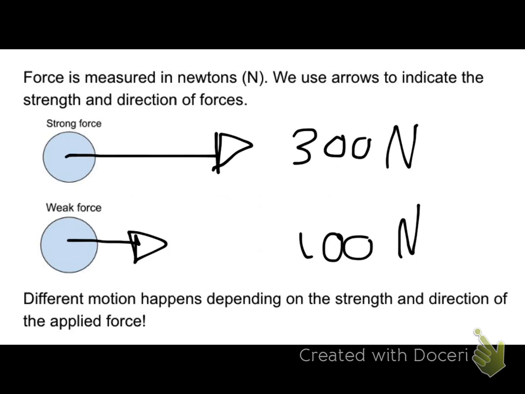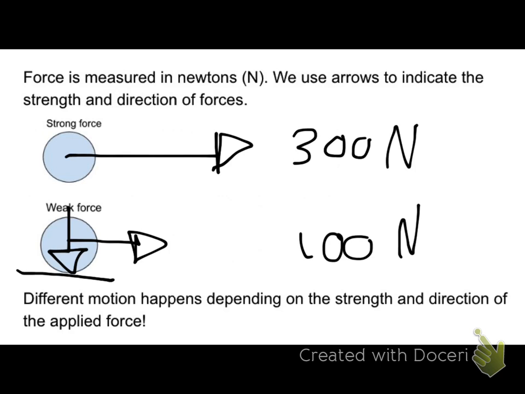Now, different motion is going to happen to an object depending on the strength and the direction of the force that you apply to that object. So let's imagine this ball here is sitting on a surface. If the force is applied in the direction that we showed with the arrow, then the ball is likely going to move. However, you could take a similar strength force and apply it in the downward direction, and the object would probably not move. How come?